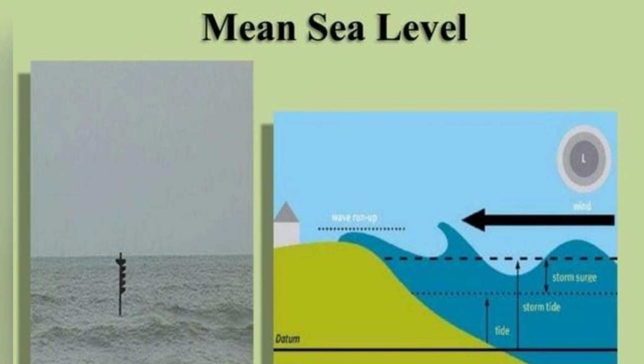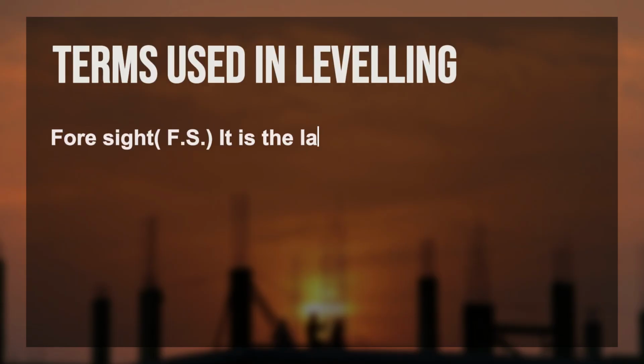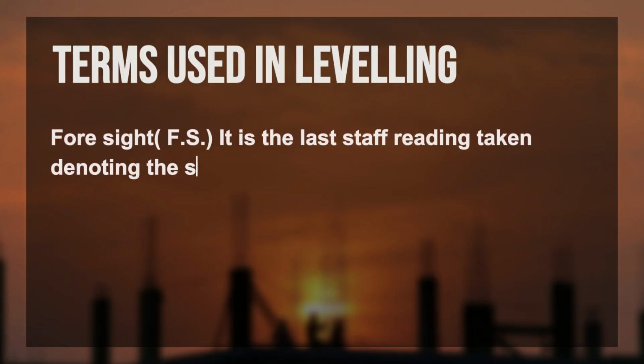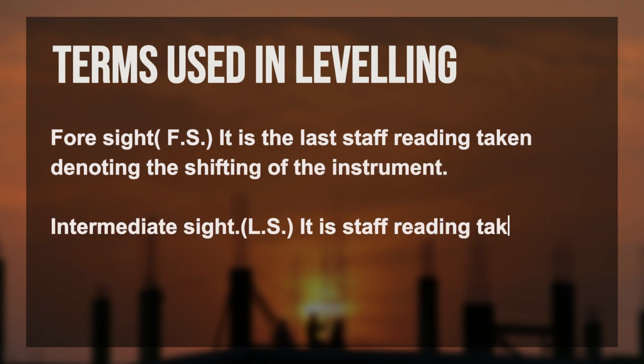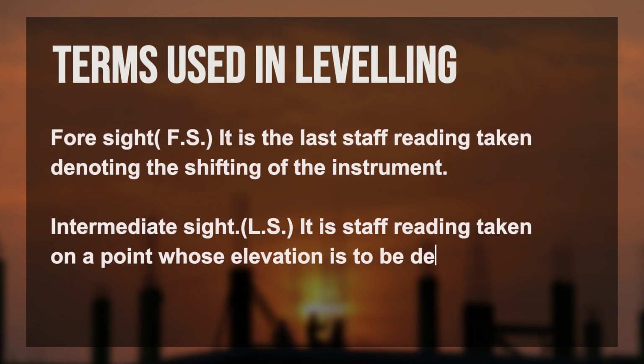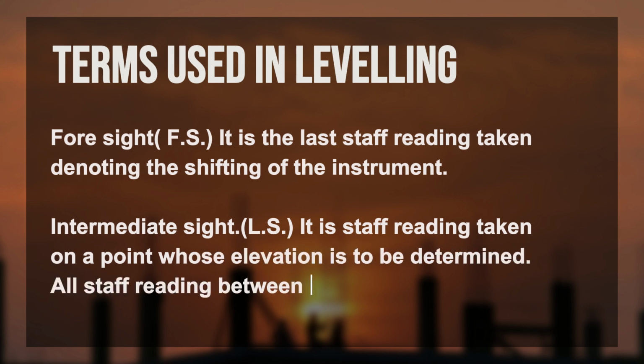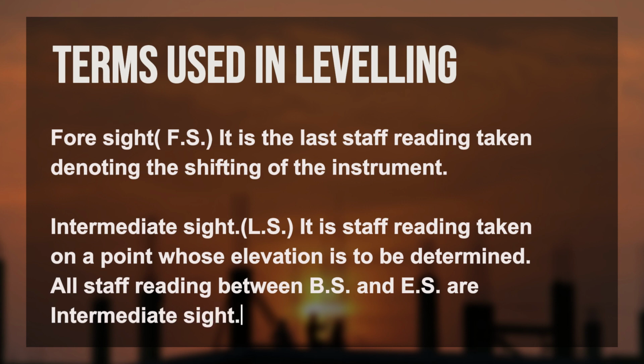The different terms used in leveling, the terms which are used for the purpose of explanation or writing down the leveling, are: number one is the foresight. Foresight is the last staff reading taken denoting the shifting of the instrument. So, when an instrument is set up at a point, before shifting of the instrument, the last reading taken will be called the foresight. So, for a particular setup, the last reading we will be denoting as the foresight.